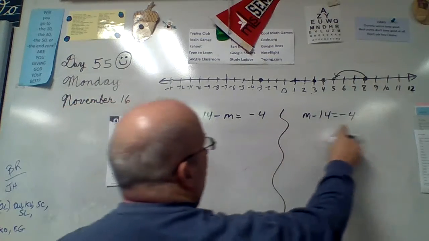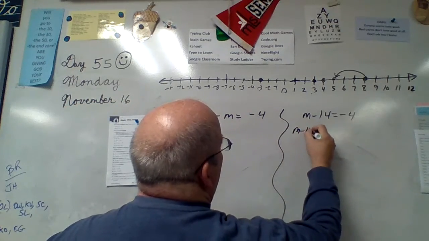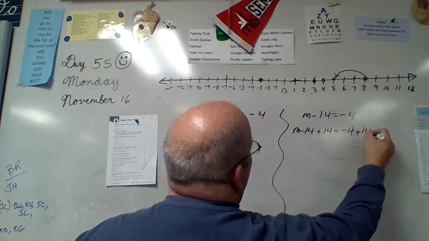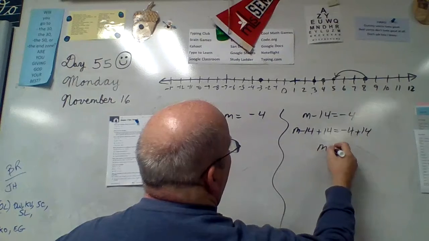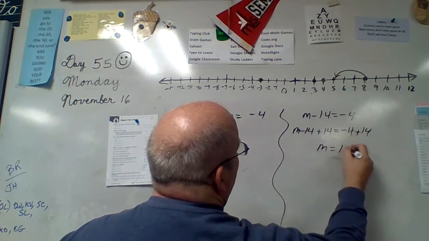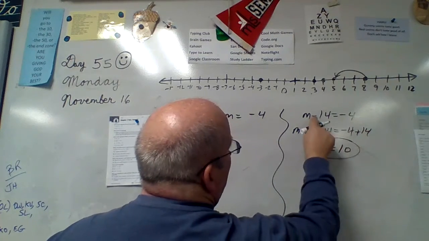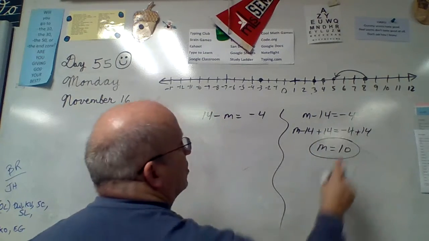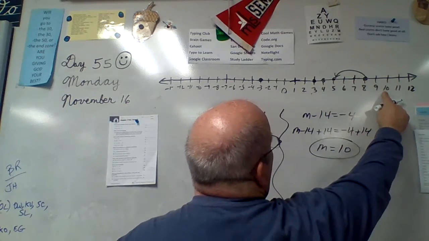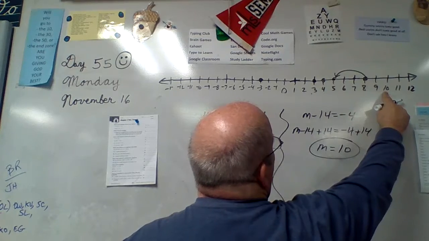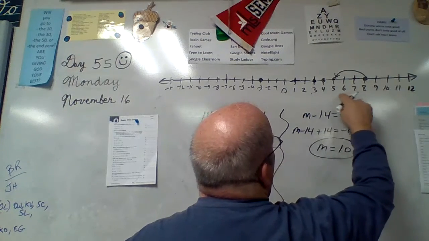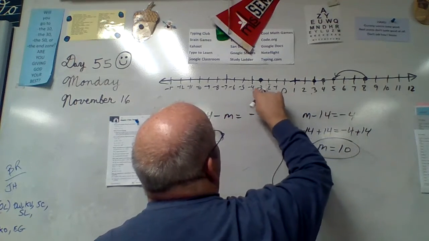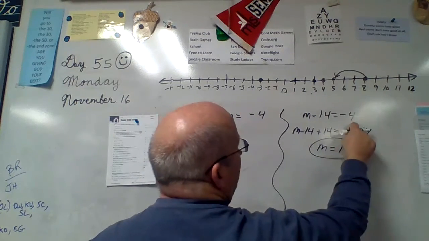No, you can't. Over here, we would solve this by adding 14 to both sides of the equation. And we would get an m value equal to 10 here. 10 minus 14 is negative 4. And that makes sense. If I'm here at 10 and I subtract 14, let's see where I end up. 1, 2, 3, 4, 5, 6, 7, 8, 9, 10, 11, 12, 13, 14. I end up at negative 4.